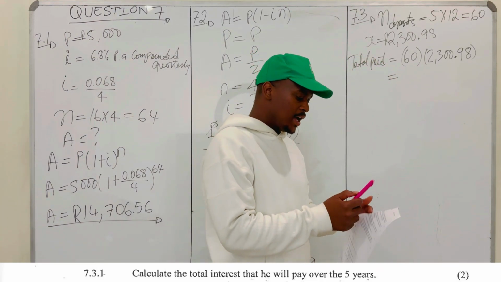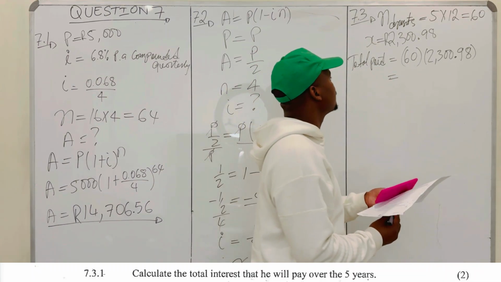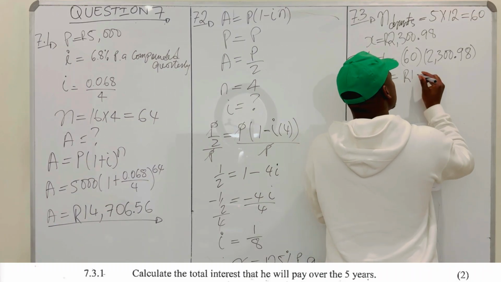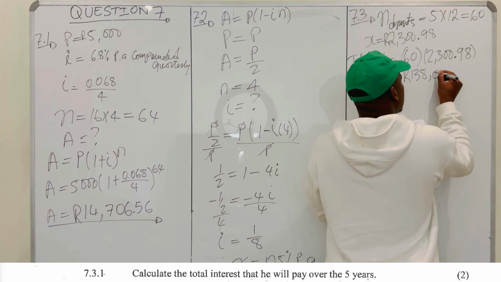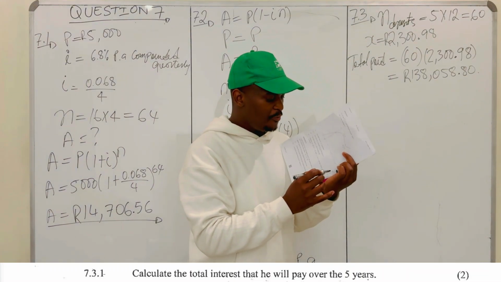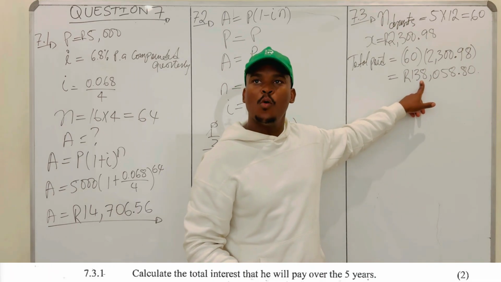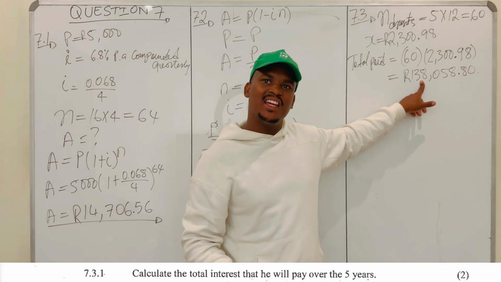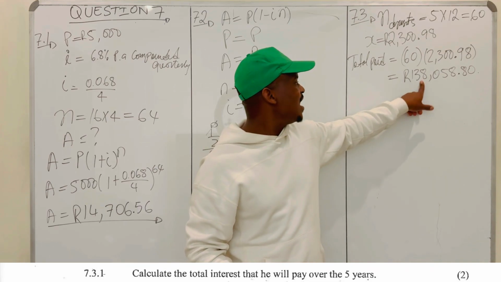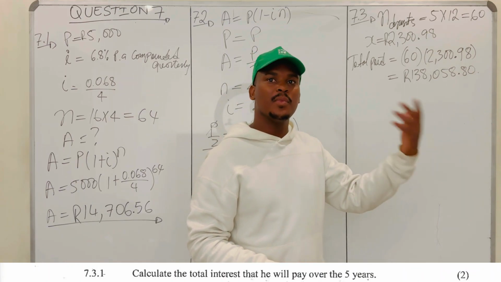So let's find what that answer is. It's 60 times 2,398. So the amount that we will have paid after 5 years will be 138,058 rand 80 cents. So this is the amount that he will have paid into that account. Look, it's 38,000 more than what he initially borrowed. He was loaned 100,000. So whatever is extra there will be interest, right? Because when you pay back the loan, you pay the original amount and its interest.